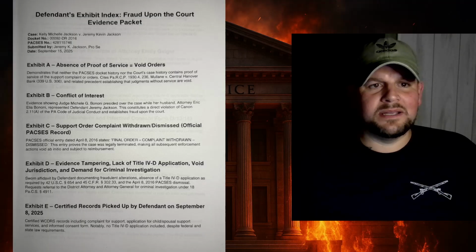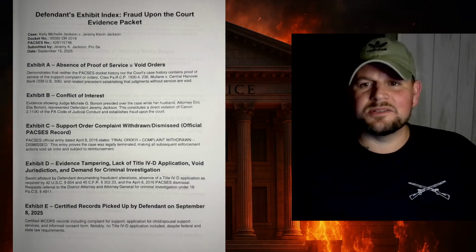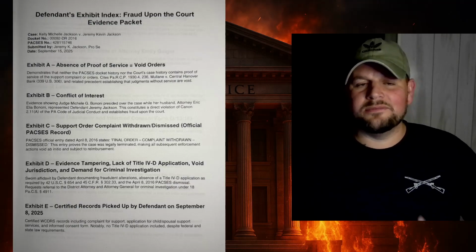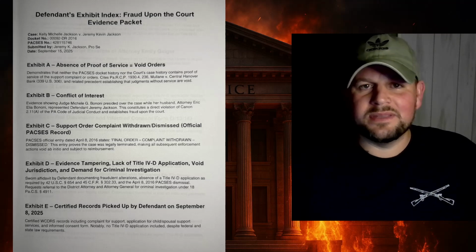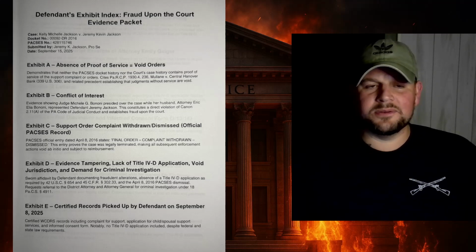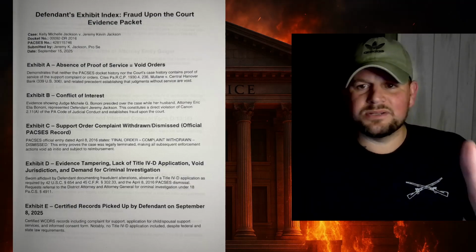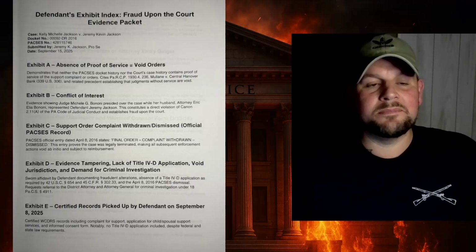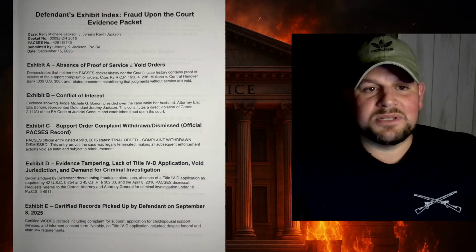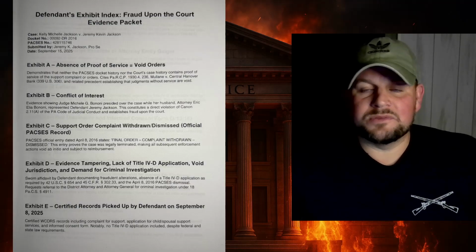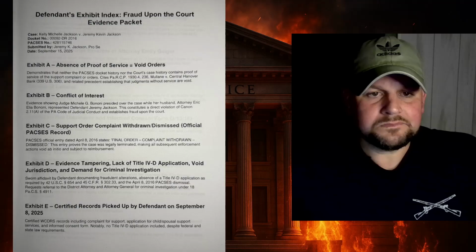Let's get started here. The first document I have is the defendant's exhibit, fraud upon the court evidence packet. That's all I have loaded up here. I did leave some things out that I didn't want to put in here for tonight's video, but all these are things that I have here. So Exhibit A is absence of proofs of service equals void orders by law.